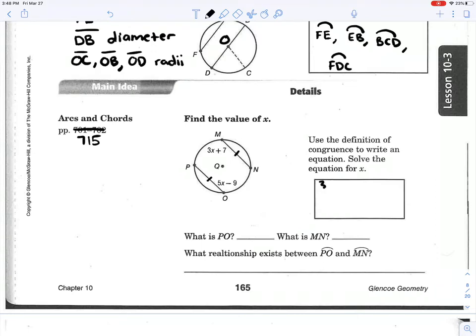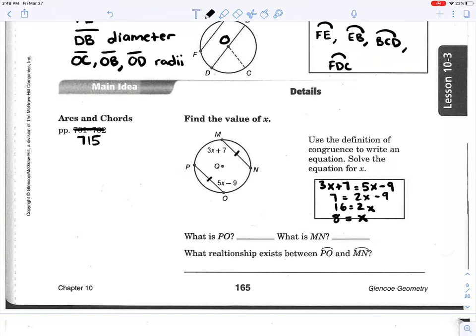Well, if these two are congruent, another way to say that is these two are equal. So I can solve for x. I can subtract 3x from both sides, and I can add 9. Divide by 2, I find x is 8.